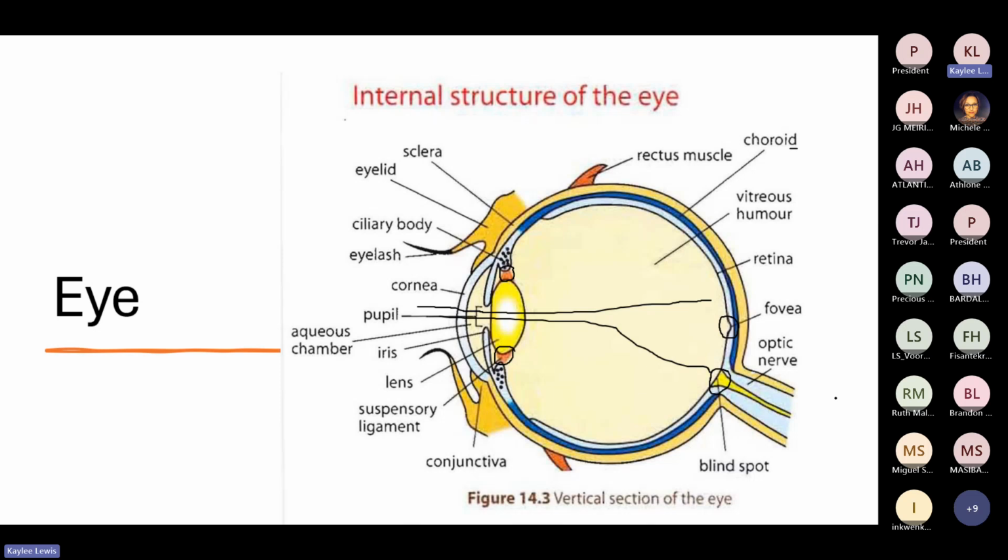All right, so that is the basic structure of the eye. So just remember, the light travels in straight lines.